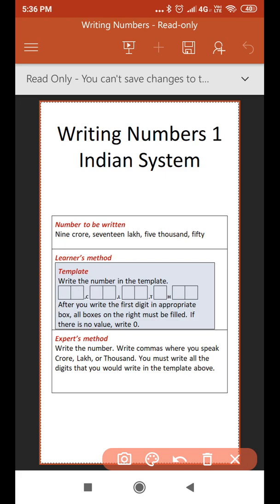So here the number to be written is 9 crore 17 lakh 5050. Let's understand the template. There are two boxes, one for each digit, one each for a digit before C, which represents crores. Then two boxes before L for lakhs, two boxes before T for thousands, one box before H for 100, and two boxes for two digits after 100.